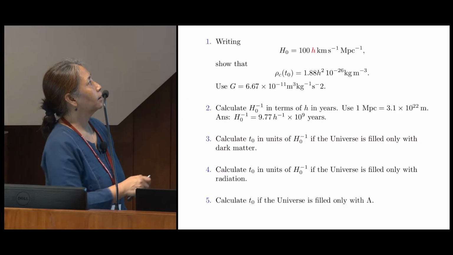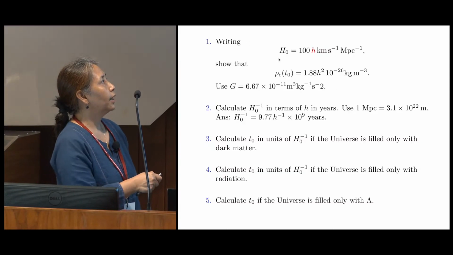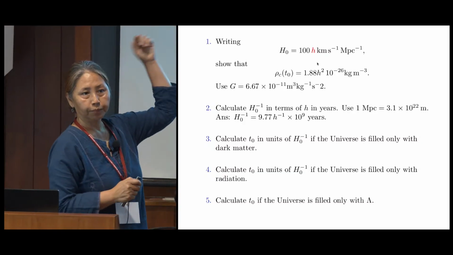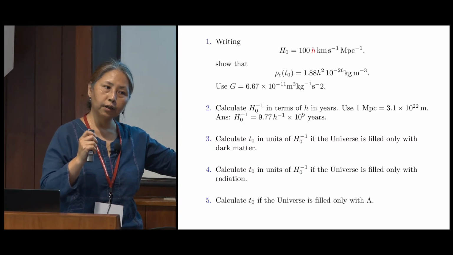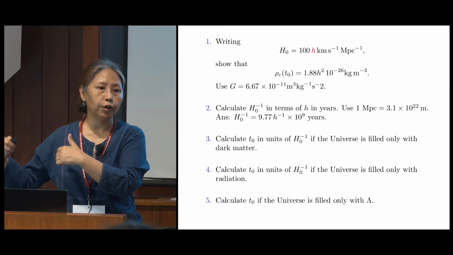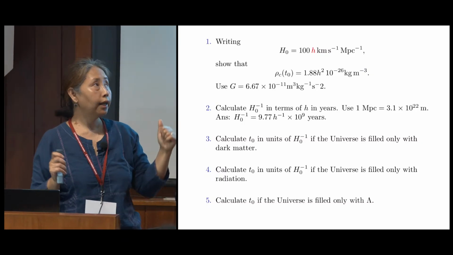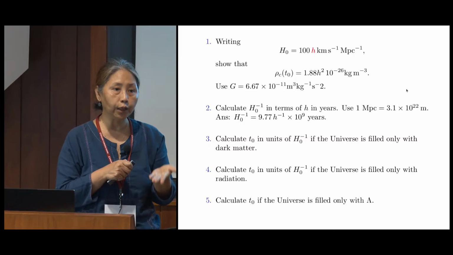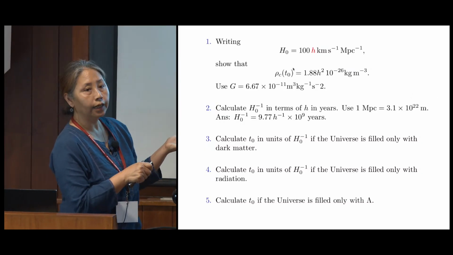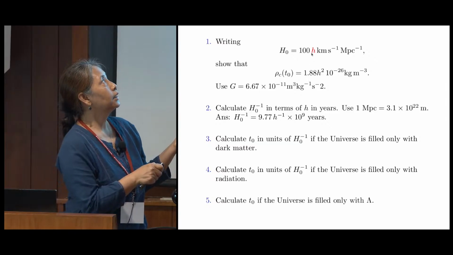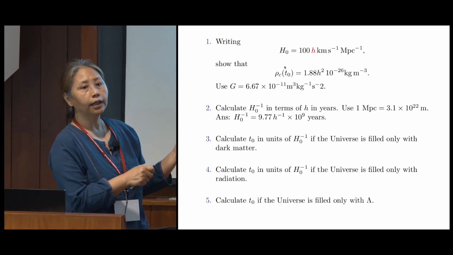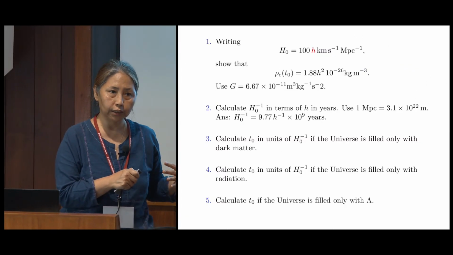That's what I am trying to explain. Instead of using capital H naught, we will introduce this small h, because small h is of order 1. I am using extra information from observed data: H naught measured today is around 68 to 74. So if I write it as 100 times h, this h is going to be slightly smaller than 1, and with the 100 I can do an order of magnitude calculation.